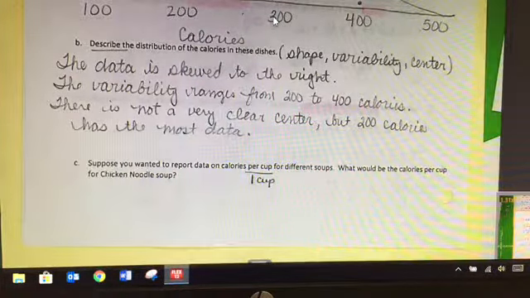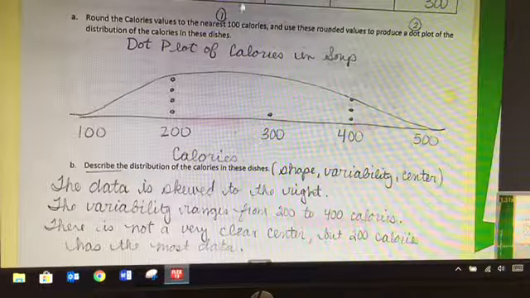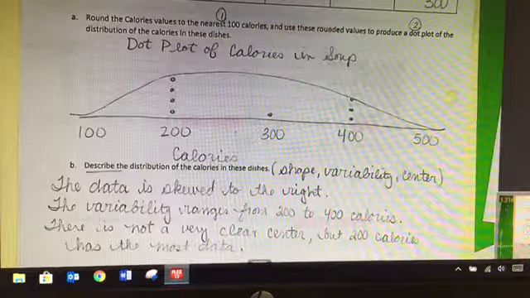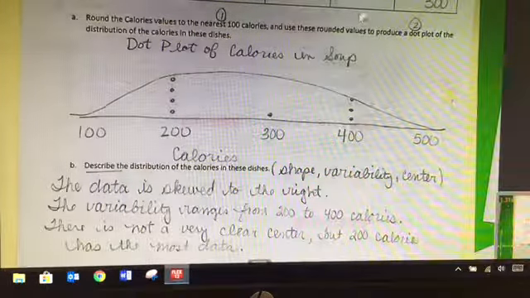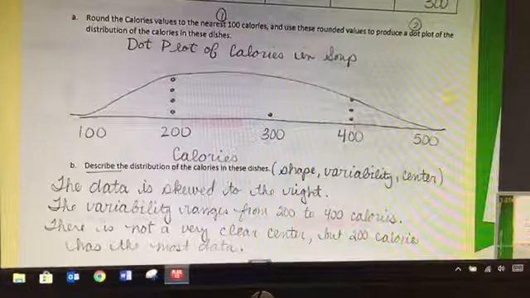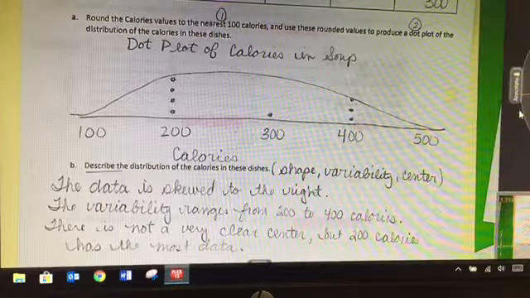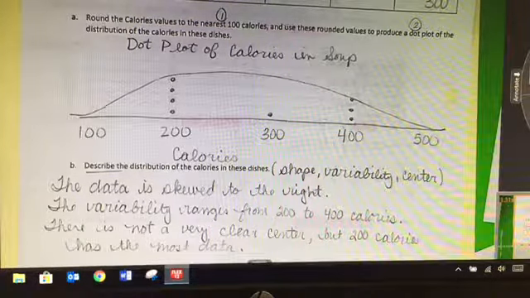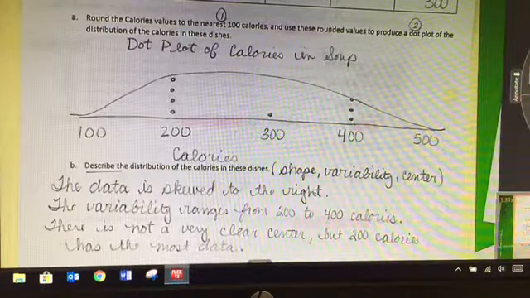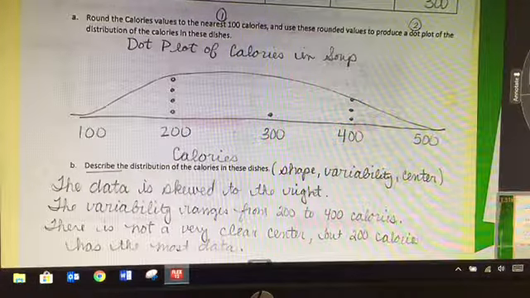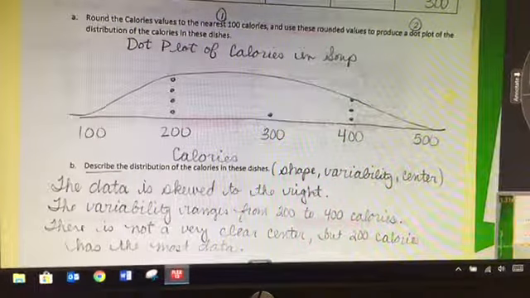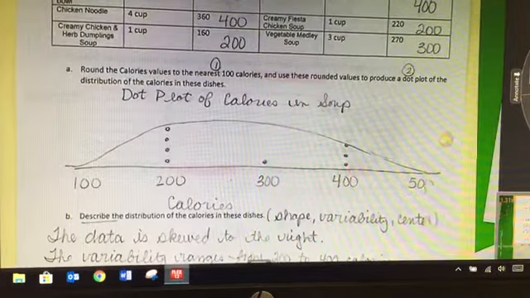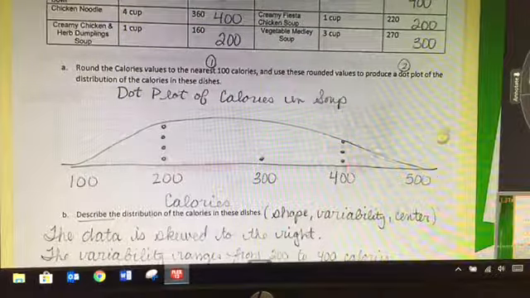So if you go back and look, chicken noodle soup is 360 calories, correct? But for how many cups? For 4 cups, right? So if we look at this, this is 360 calories, but this is for 4 cups, all right? So we want to make sure that it's coming up like that.